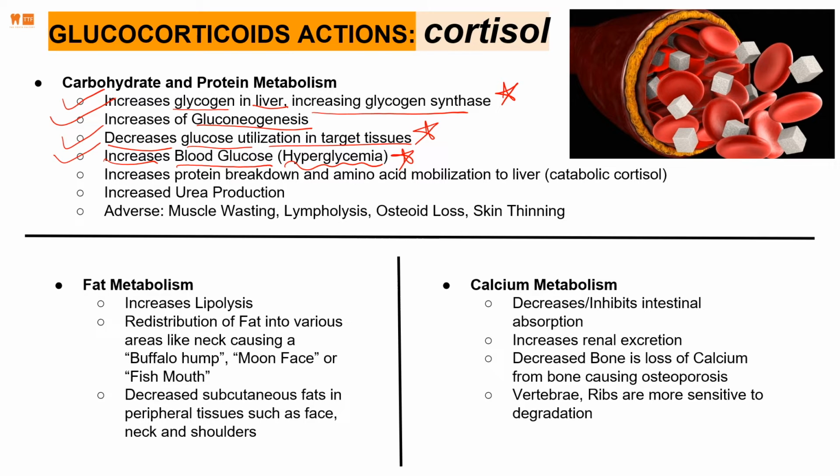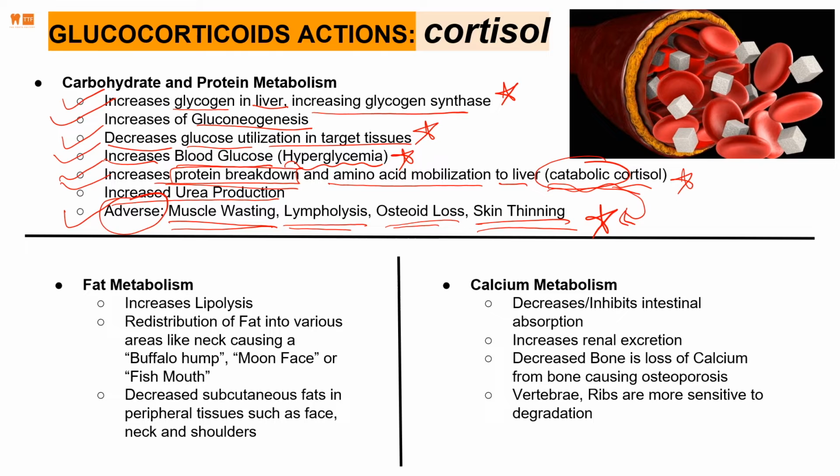Okay. Increase in protein breakdown, amino acid mobilization to the liver, causing the catabolic action of the cortisol. Moving into increased urea production, as well as adverse reactions such as muscle wasting, right? So we're breaking down protein here. We're doing catabolic action: lympholysis, osteoid loss, bone loss, skin thinning. These are all catabolic actions of cortisol, okay? Moving on to the next category, fat metabolism. There's an increase in lipolysis, again catabolic.